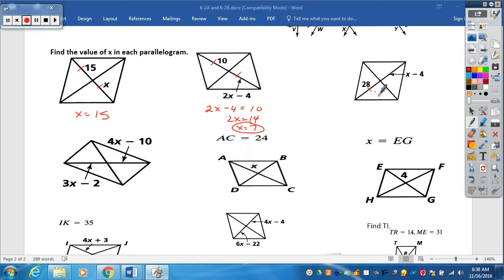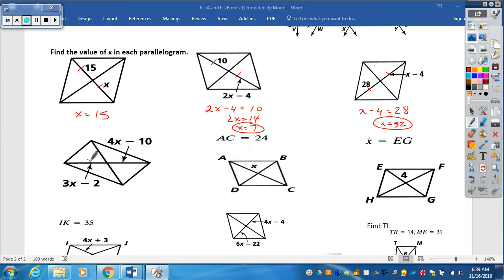Likewise in the next one, nothing's changing. Everything, you know, status quo, pretty easy. X minus 4 equals 28. Add 4. You get x equal to 32. Okay. So far, so simple.